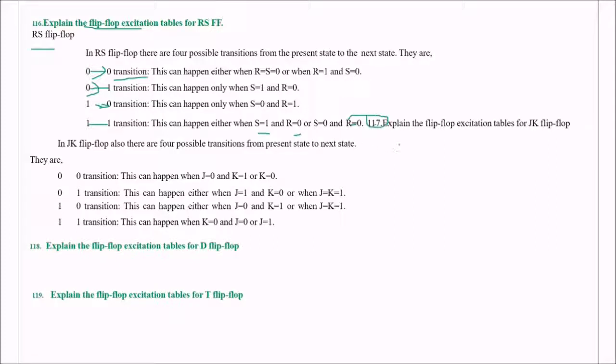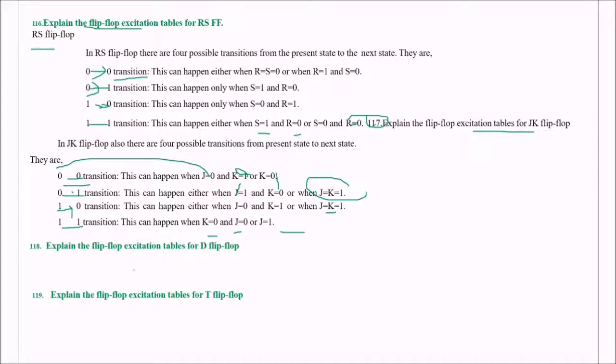Next question: explain the flip-flop excitation table for JK flip-flop. Now let us see the JK flip-flop. This is the transition table. There are 4 possible transitions from present state to next state. 0 to 0 will happen when J equals 0 and K equals 1 or K equals 0. 0 to 1 will happen when J equals 1 and K equals 0, and when J and K equal 1. 1 to 0 will happen when J equals 0 and K equals 1, and when J and K equal 1. 1 to 1 transition will take place when K equals 0 and J equals 0, and J equals 1.